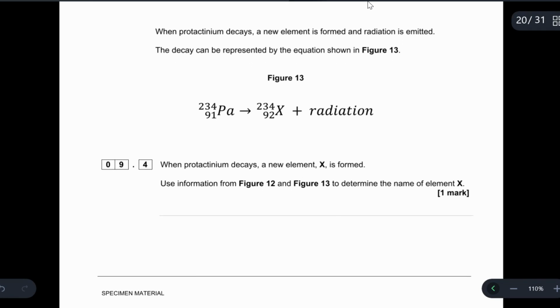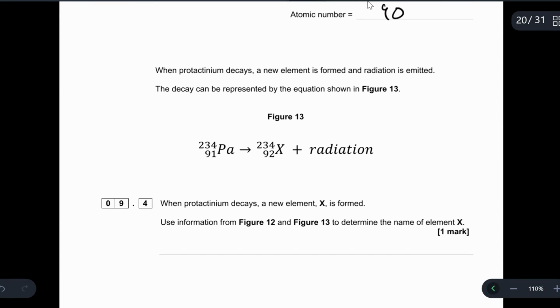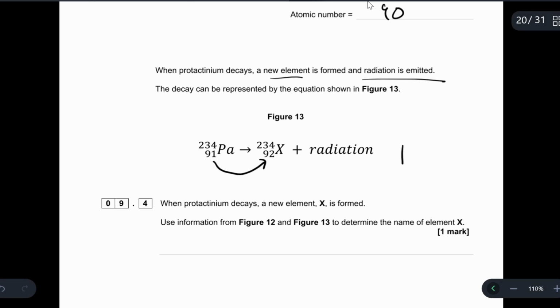And so essentially, we need to understand the type of radiation that's being emitted. So we say there's a new element formed and radiation is emitted. And so we need to understand what's going on. Well, what's happened here is we've gained a proton. So whenever you gain a proton, you should be able to identify what kind of radiation that is. And we can tell that this is a beta particle radiation.